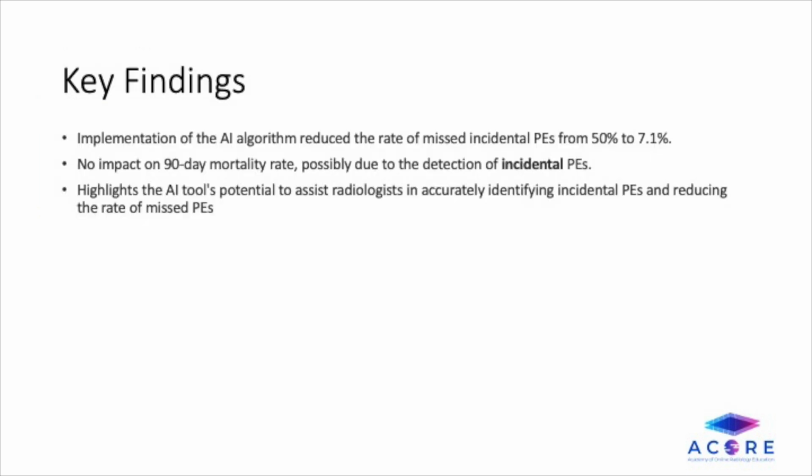Key findings of this study included the implementation of this AI algorithm significantly reduced the rate of missed incidental PEs from 50 to 7.1%, thereby enhancing diagnostic accuracy. Despite this improvement, the 90-day mortality rate remained unchanged, possibly due to the fact that most patients in this cohort that had incidental PEs were on anticoagulant therapy. These findings highlight AI's potential to assist radiologists in accurately identifying incidental PEs.